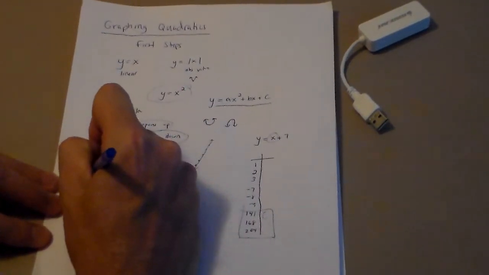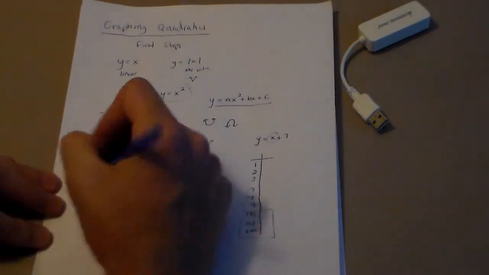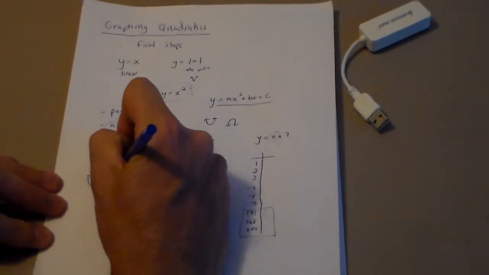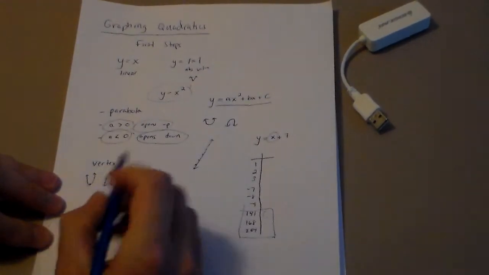The vertex of a graph that opens up is your smallest point, and the vertex for your graph that opens down is your biggest point. So this would be a minimum, this would be a maximum.